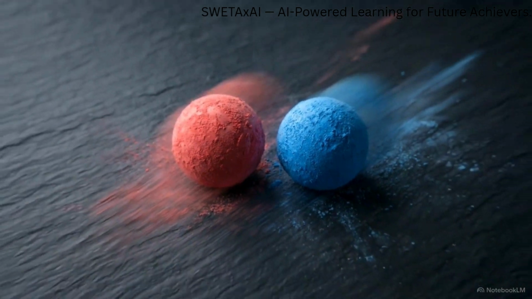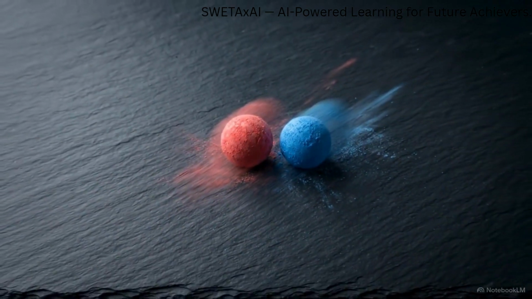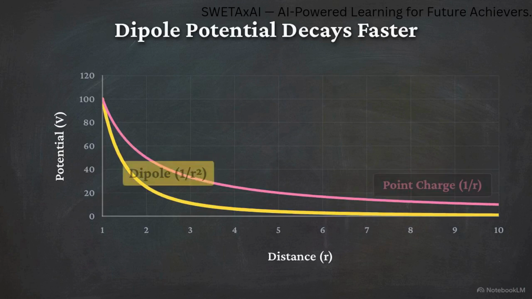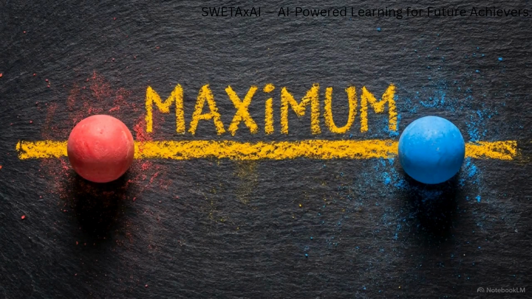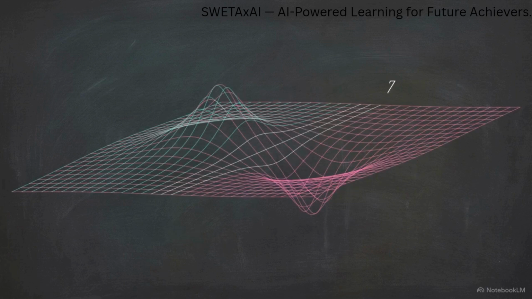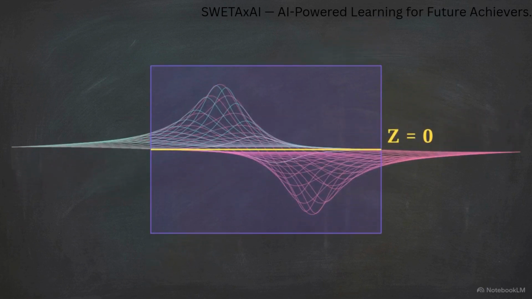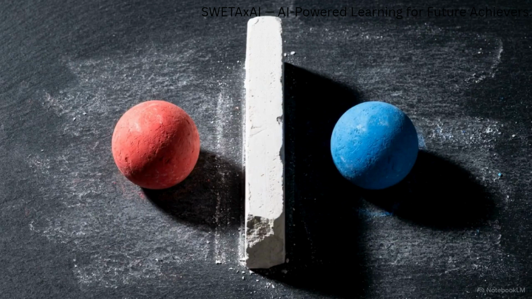Because the positive and negative charges are near each other, their fields partially cancel out at long distances. This leads to a faster decay of 1 over r squared compared to the 1 over r decay of a single charge. Along the axial line, the potential reaches its maximum absolute value because you are directly aligned with the charges. However, at the equator, the midpoint between the 2 charges, the landscape remains perfectly flat. Since the cosine of 90 degrees is 0, the positive and negative potentials neutralize each other along this plane, resulting in a potential of 0.